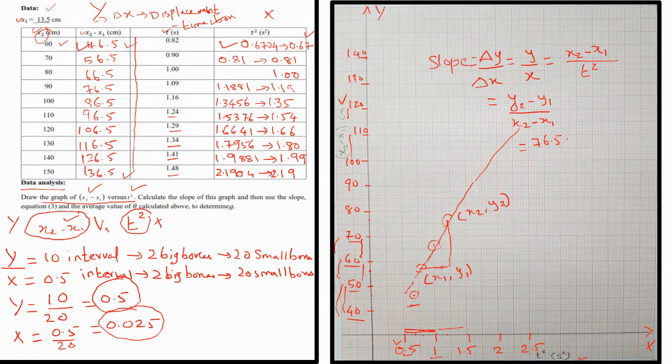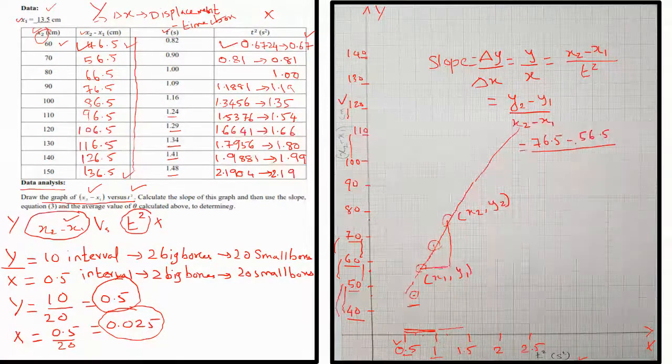What is the value of y1? My y1 value is 56.5. Am I right? Yeah. You can take this value from the table itself. No need to measure anything from the graph, because these 2 points are already in the table. That's why I take the value exactly from the table.